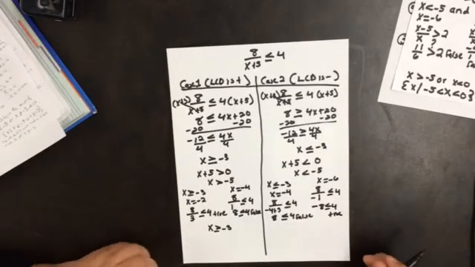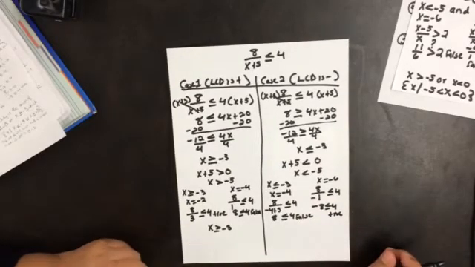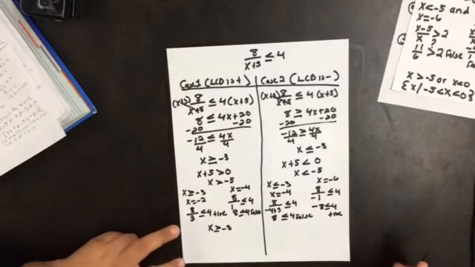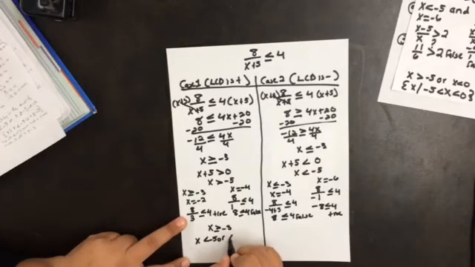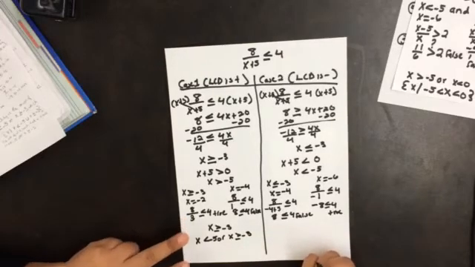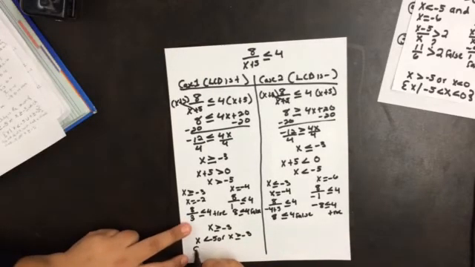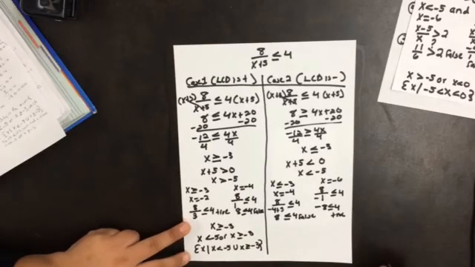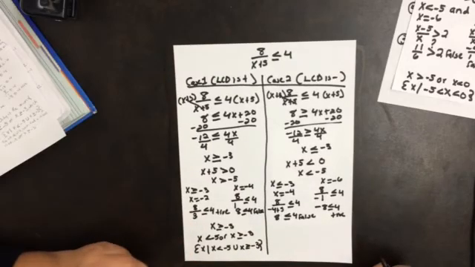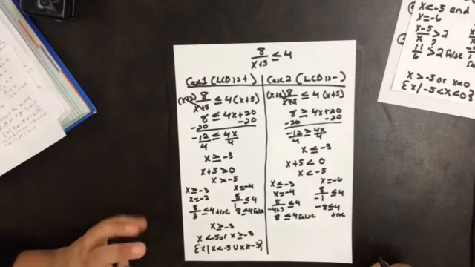Therefore, the solution set of the original inequality is the union of the solutions to both case 1 and case 2, which is going to be x is less than negative 5 or x is greater than or equal to negative 3, which we can write using set builder notation. The set of all x's such that x is less than negative 5 or x is greater than or equal to negative 3.